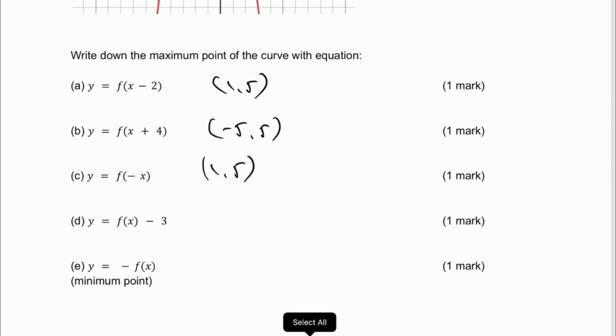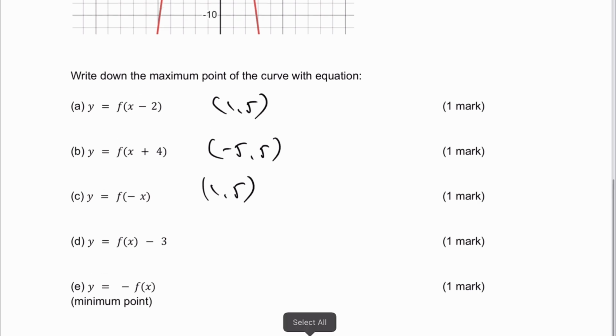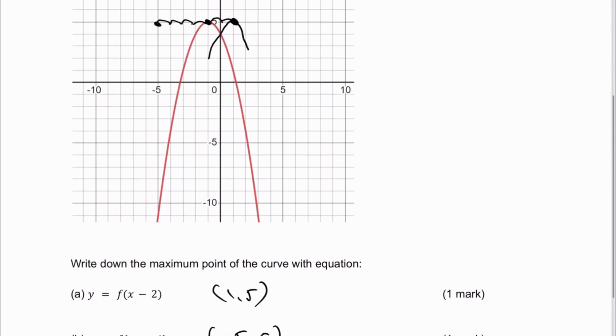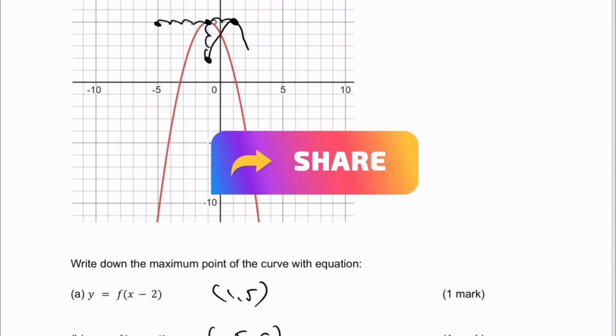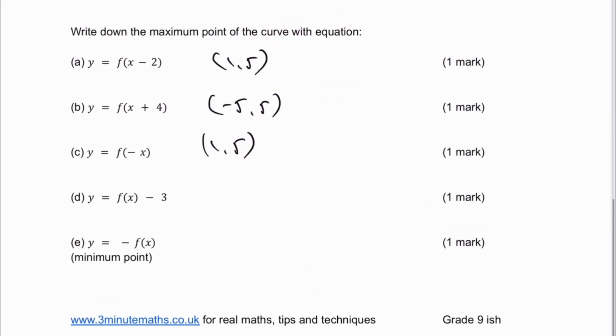Okay, part D is y equals function of x minus 3. So in this particular case what we're doing is we're moving everything down 3 places. So at the moment we're looking at the point minus 1, 5 as being the maximum point, but we're now going to move it down 1, 2, 3 places, so it's going to move to there, which is going to be a value of minus 1, 2.